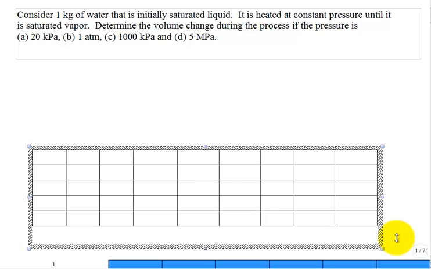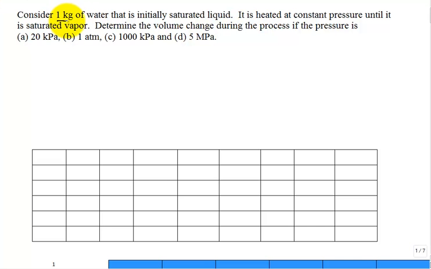Alright, so let's go ahead and solve this problem. Consider 1 kilogram of water. It's initially saturated liquid and it is heated at constant pressure until it is saturated vapor. Determine the volume change during the process if the pressure is, for case A, 20 kilopascal, for B, 1 atmosphere, 1000 kilopascal, and then 5 megapascal.